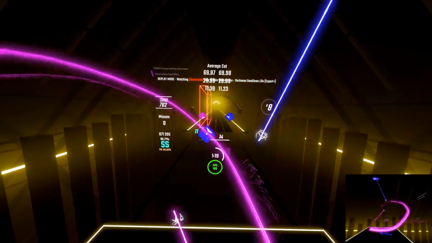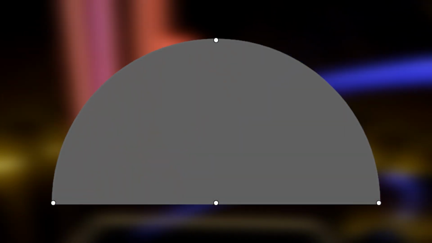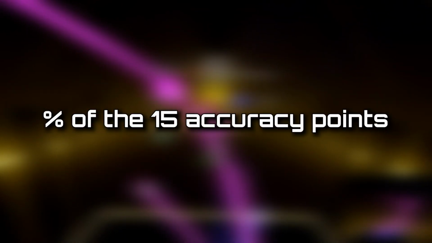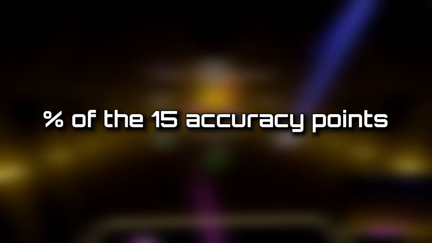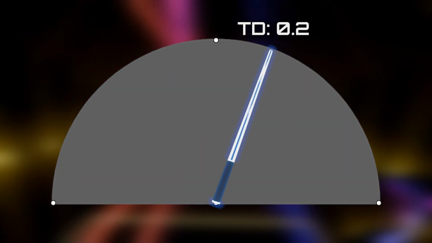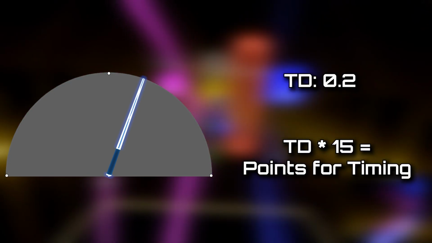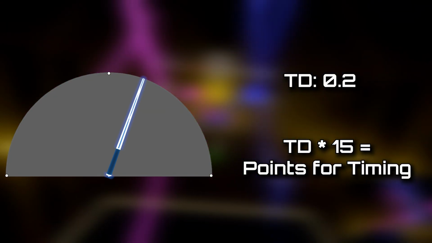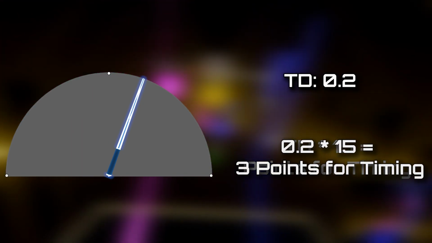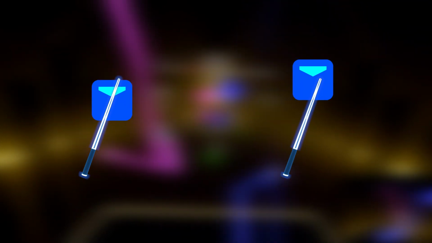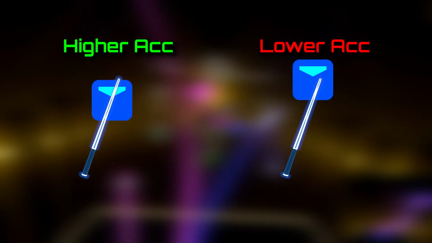This part will be a little more focused on the maths. TD is a decimal value between 0 and 1. That value represents the percentage of the 15 points for accuracy that are dependent on the timing. For example, if you hit the note with a TD of 20%, we can multiply that value with the 15 accuracy points to know how much of them is dependent on the timing. If we do the math, 20% of 15 is 3 points. That means that if you take exactly the same swing and only change its timing, your accuracy could technically vary by a whole 3 points.